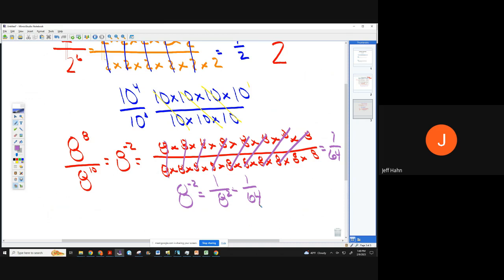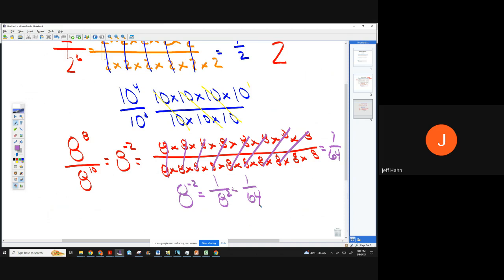Now, what I want you to understand as well, this is where people get mixed up. Negative exponents have nothing to do with whether the number is negative or positive. Because this is a negative 2 exponent, that does not make this negative.